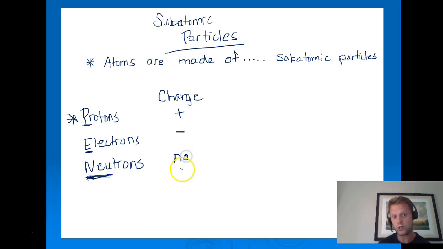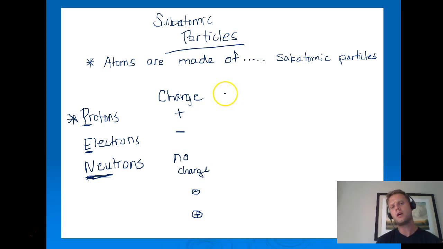They have no charge. So when we look at an atom, you'll notice that it has the positive charge in the middle. These are the protons. They're located in the nucleus. And the electrons are around the outside. And there is an attraction holding them together. They don't want to leave.